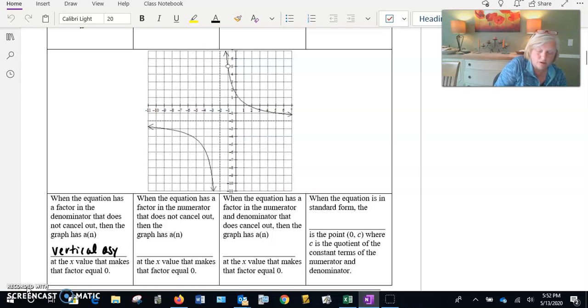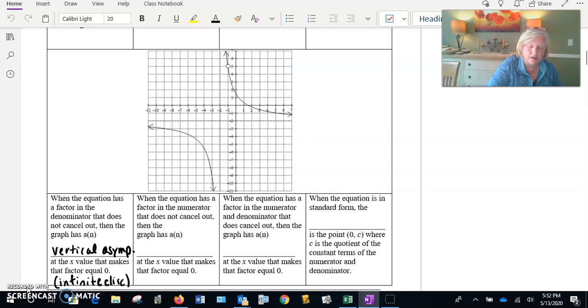And when you're looking at this, if I were to classify the type of discontinuity that was there, this would be an infinite discontinuity on the graph. So the graph itself is showing a vertical asymptote. The type of discontinuity would be an infinite discontinuity.